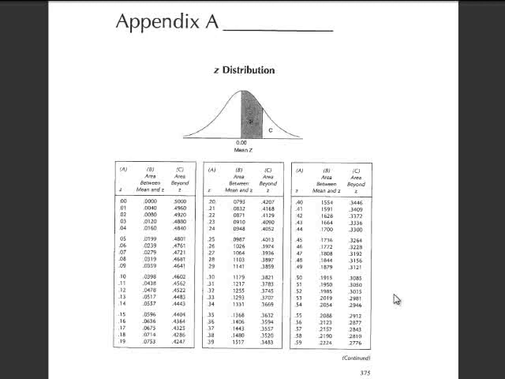The table goes through 379, so you're going to need your textbook to answer a lot of the questions that we're going to be talking about. We're just going to talk about this first page right now. So let's take a look at this. Notice there are three distinct columns of data, but within each of those three there are some headings at the top: A, B, and C, A, B, and C, A, B, and C.